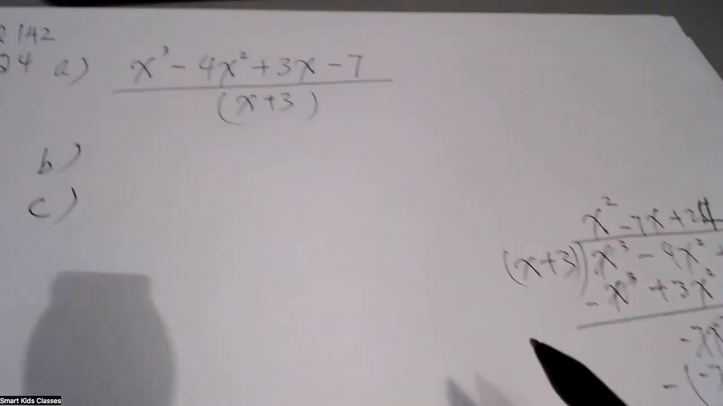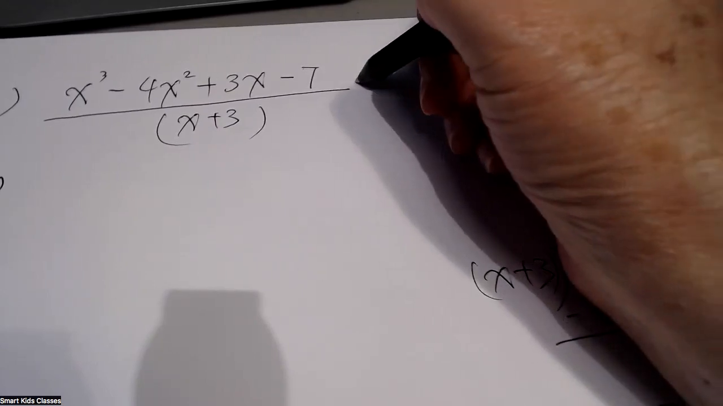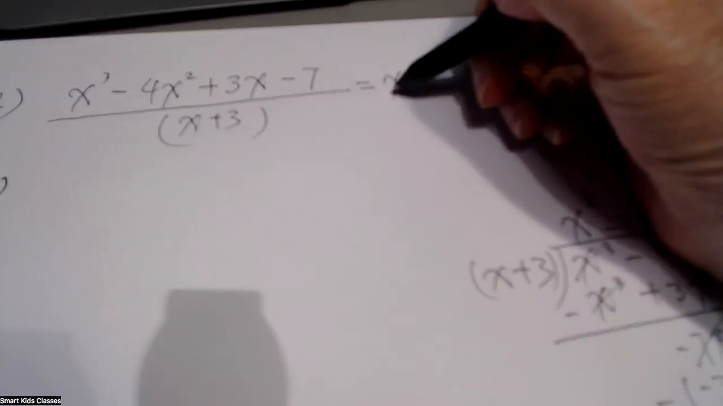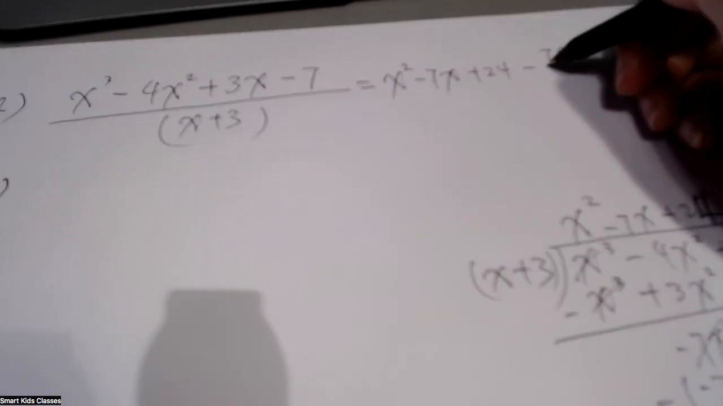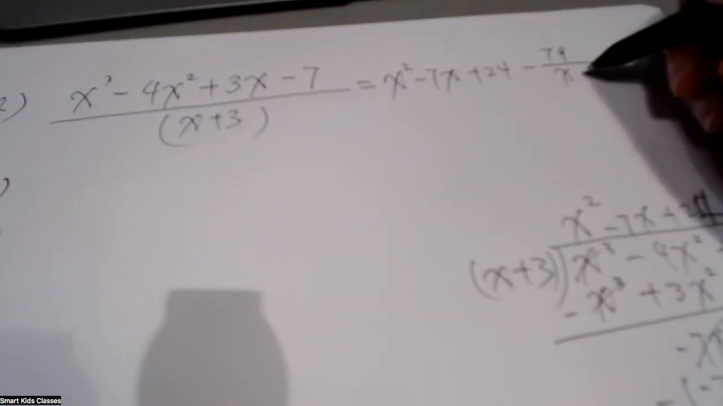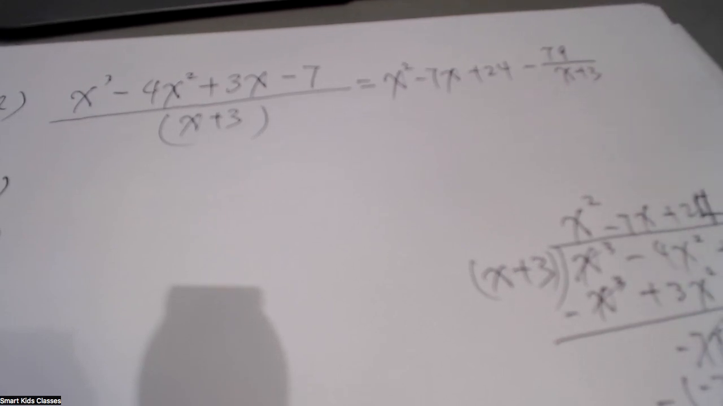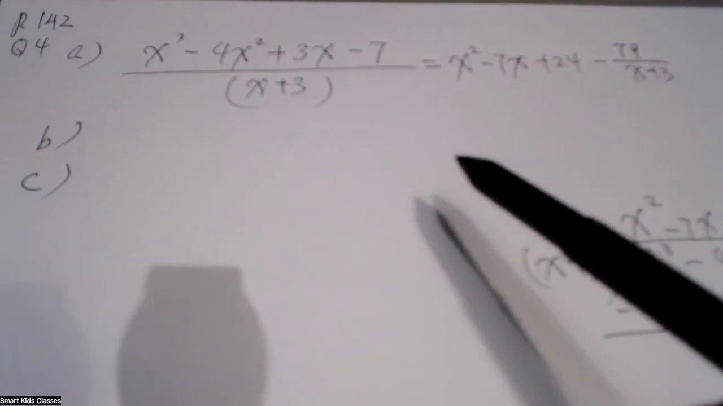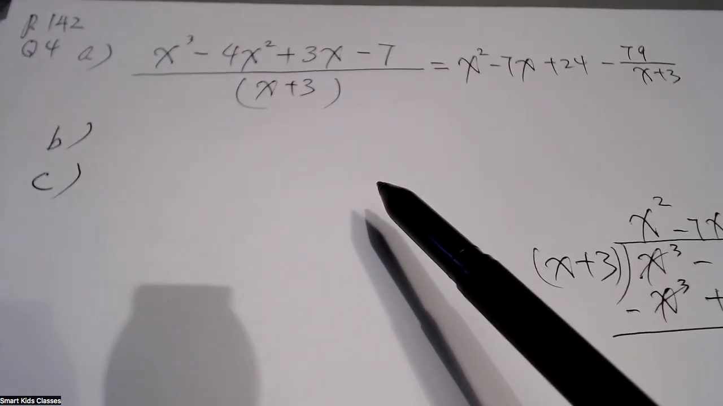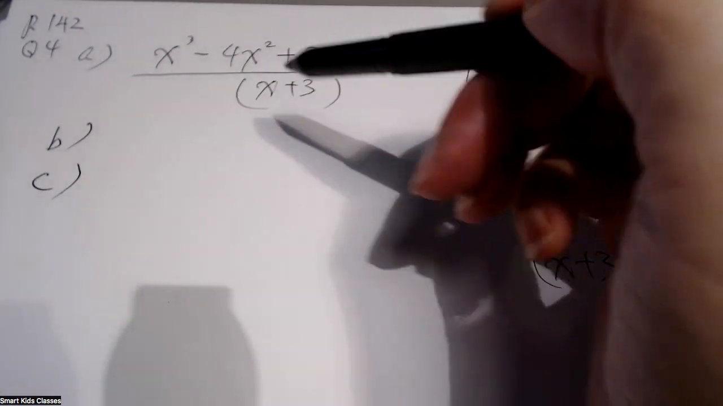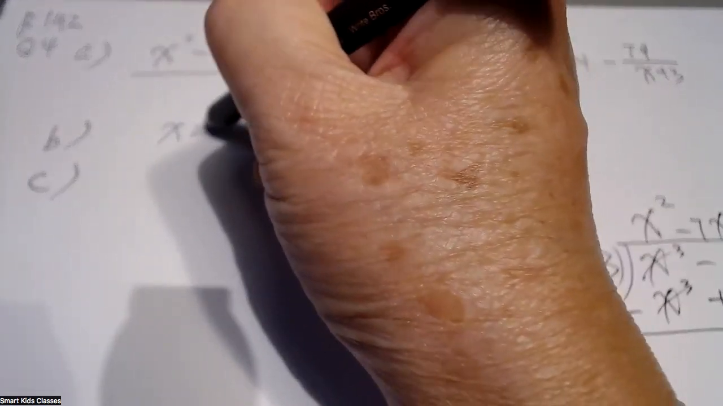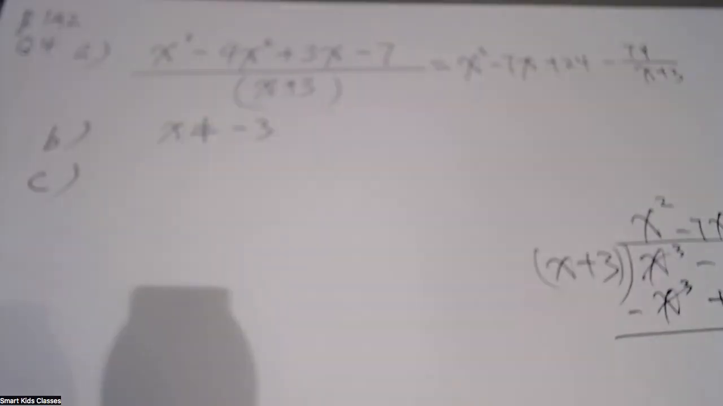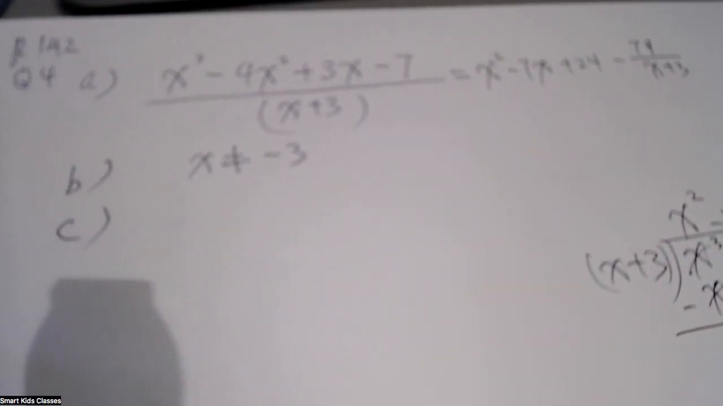So now we are going to complete the division statement here. The answer is x exponent 2 minus 7x plus 24. The remainder is minus 79 over the x plus 3 factor. So we complete the division statement in A. Now for B, can you write any restriction? Yes, we solve this x-intercept. So x is not equal to negative 3. That's for B.